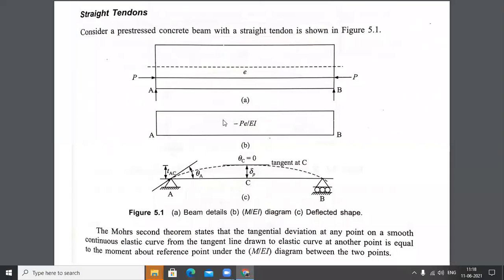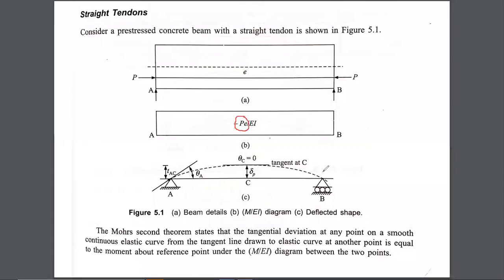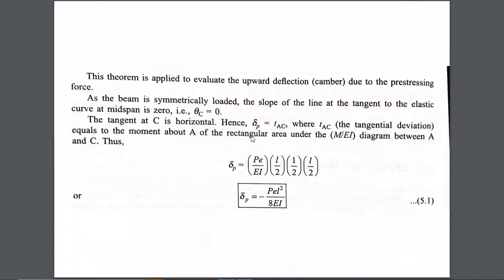So in this simply supported beam, a prestressing force is applied at some eccentricity. So the bending moment is M, so M is equal to P into e. This P into e, force into perpendicular distance, is nothing but M. So minus M divided by EI. Since it is an upward bending moment, so minus. From this, we apply the moment area method to find out the deflection at center.